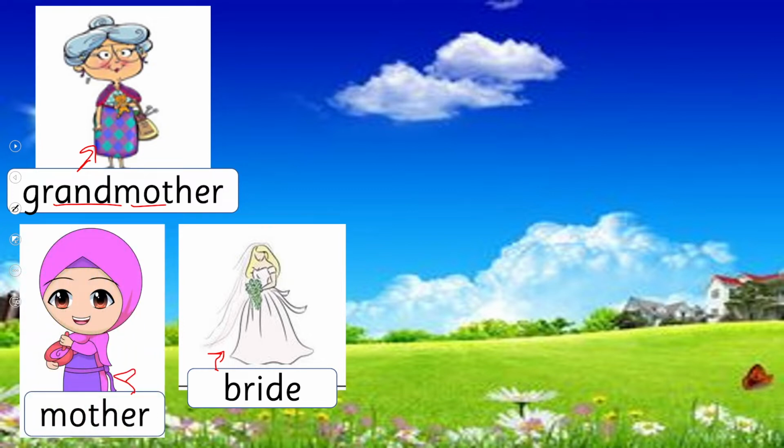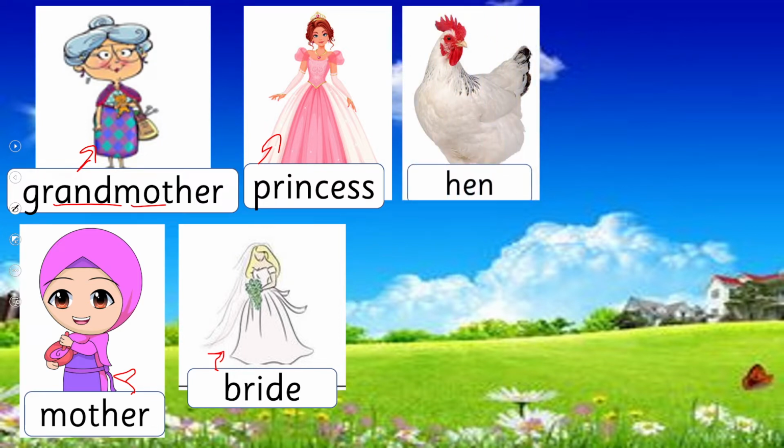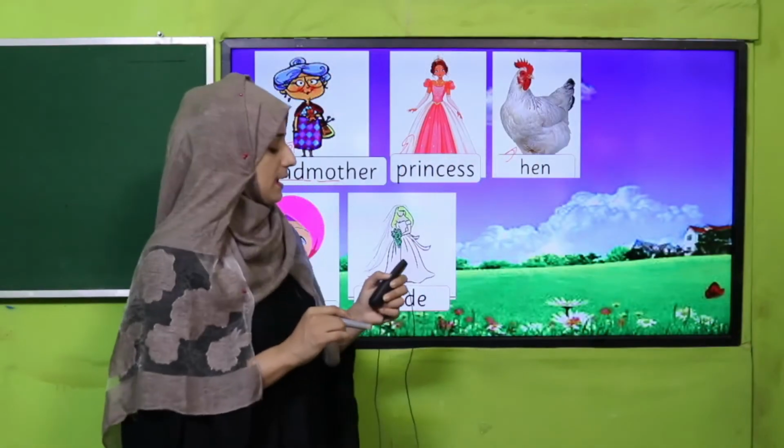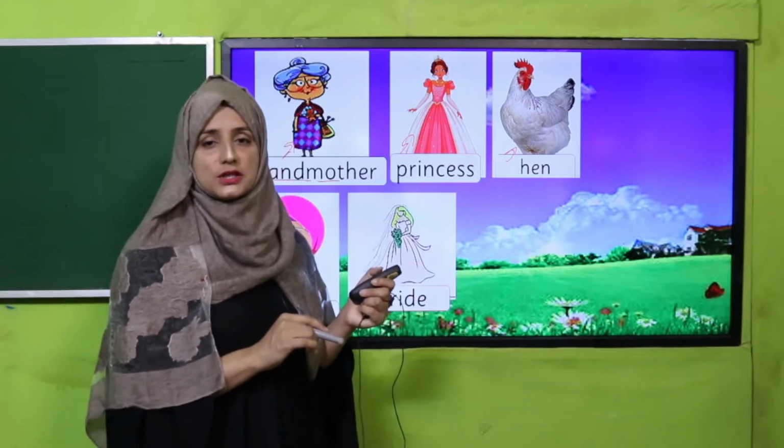Mother, yes, our mother is also a feminine gender. Next is princess. So remember, princess is always a feminine gender, and she belongs to feminine gender, and she is a woman. Hen, yes, hen is also a feminine gender. Okay, and this is because it has the gender, so it is a feminine gender. Hen, and it is also a bird, and it can be categorized into animals also.